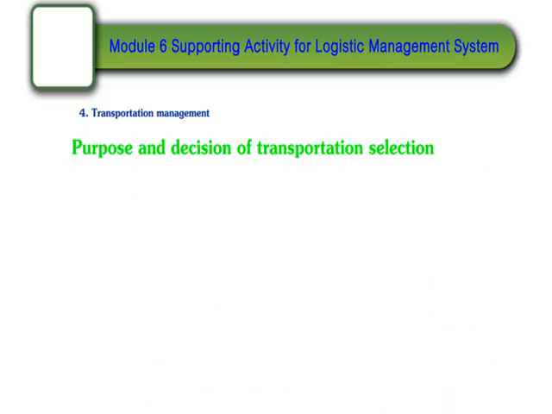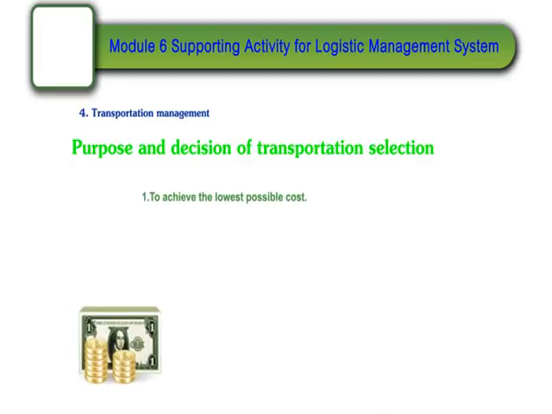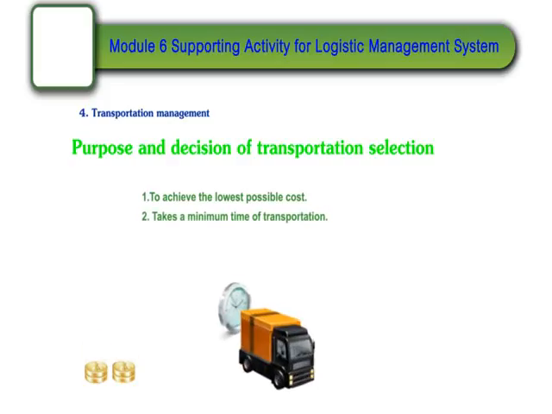There are 3 purposes and decisions of transportation selection. Number 1, to achieve the lowest possible cost. Number 2, to take a minimum time of transportation. And number 3, minimum damage.